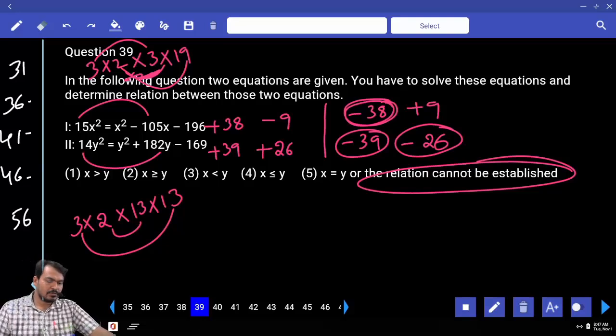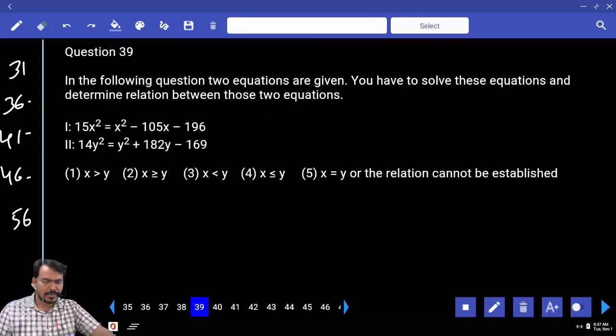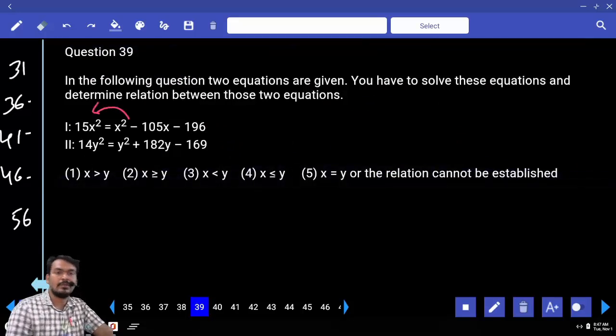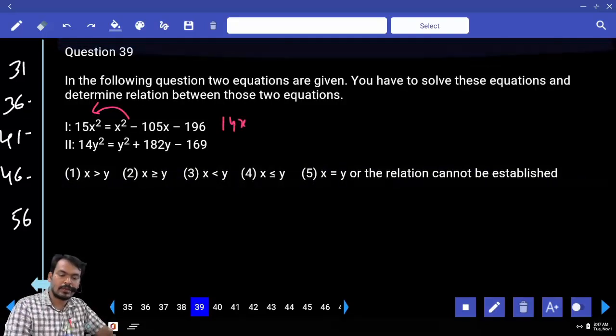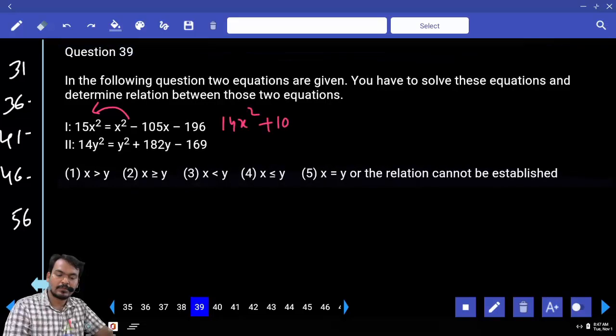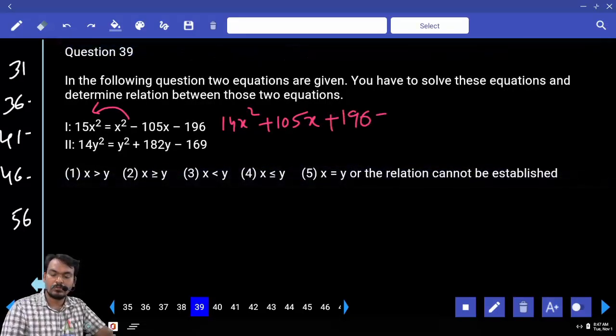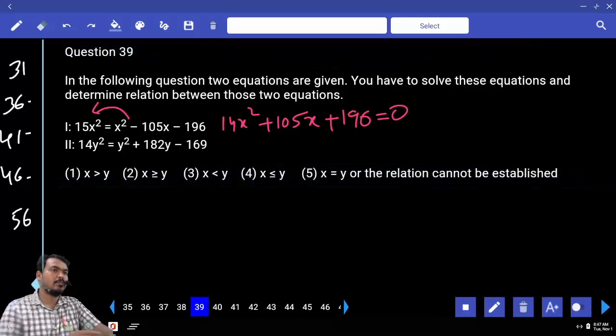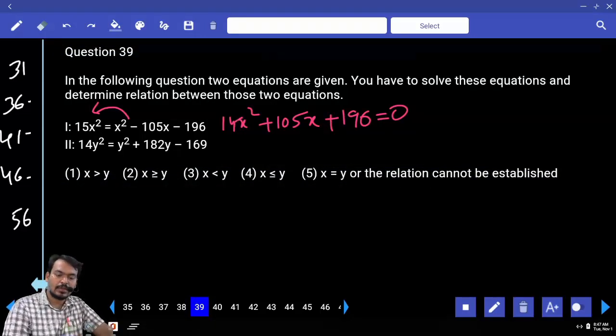Next question number 39. 15x square equal to x square minus 105x minus 196 equal to 196. First the right hand side x square will become minus on the left hand side, or not? This one I wrote: 14x square plus 105x plus 196 equal to 0, or not? Again simplify, or not? 7 how many times?